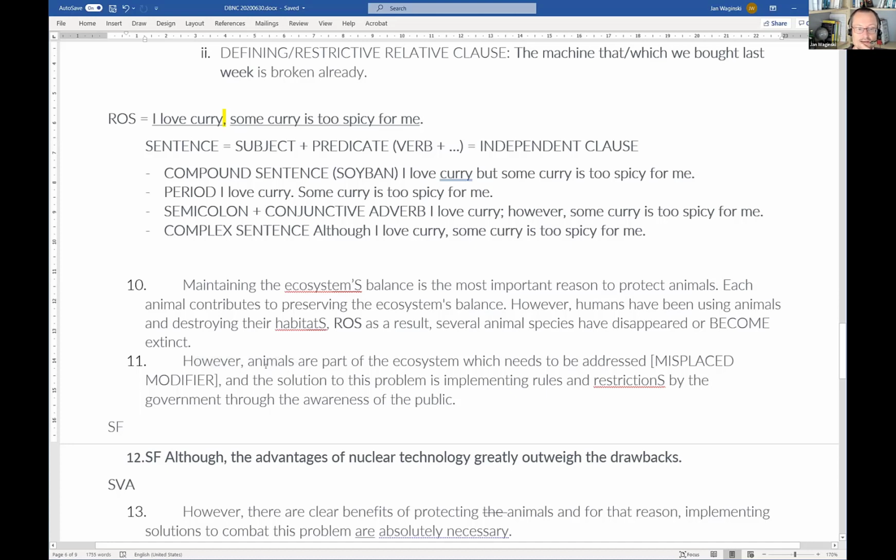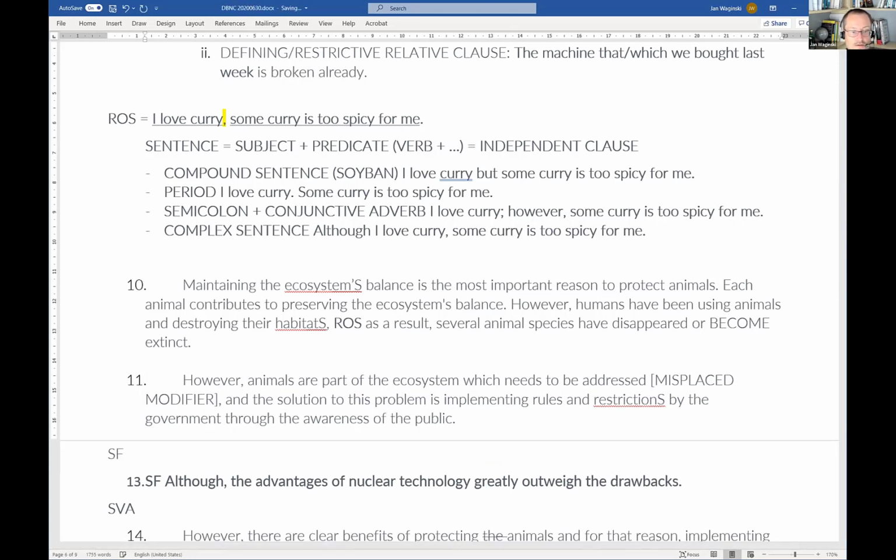Okay, let's move on to the next issue. Let's see here. However, animals are part of the ecosystem, which needs to be addressed, and the solution to this problem is implementing rules and restrictions by the government through the awareness of the public. Sorry, this is not a run-on sentence issue. This is a misplaced modifier issue.